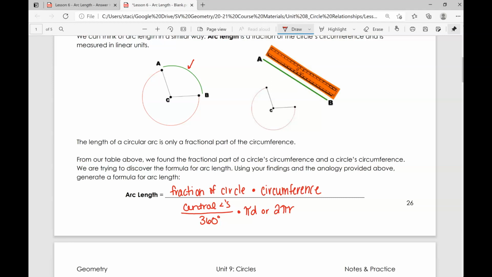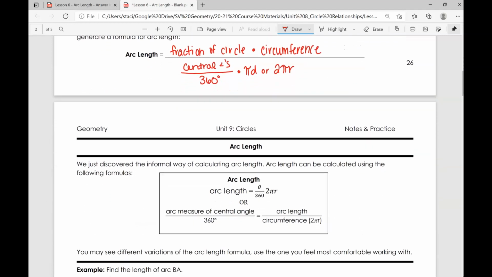And so since we discovered the arc length formula, if you look here, you can see what we discovered is exactly one of the formulas. This is the most common formula, and you can see we took the central angle, so this theta symbol really means central angle, over 360 degrees times 2 pi r. Remember 2 pi r represents the circumference. So that's one way you can think about it. You can also think about it as the central angle over 360 times pi times diameter. That's just the second way that we can represent circumference.